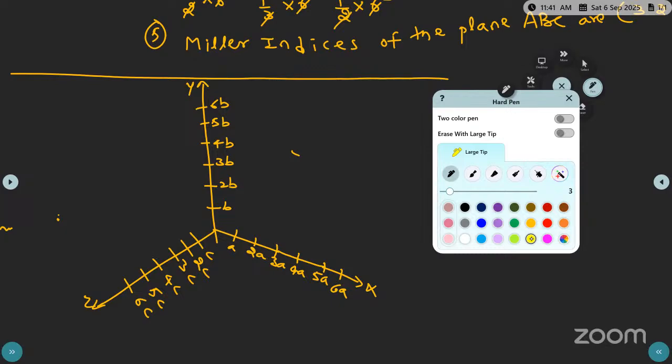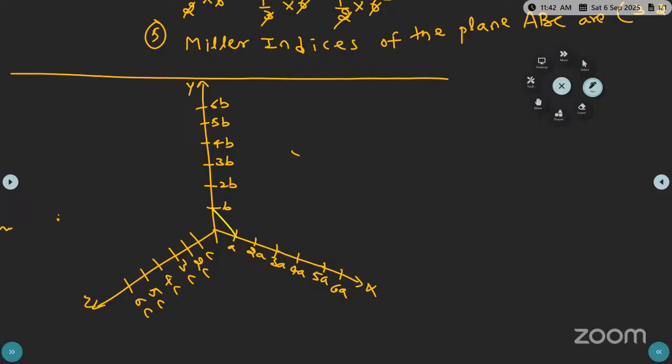Right? So to indicate such a plane, what should we do? One should consider any parallel plane which is having non-zero intercept. Let's assume one of the planes, ABC, which is parallel to the plane passing through the origin. This is the plane ABC, capital A, capital B, capital C.